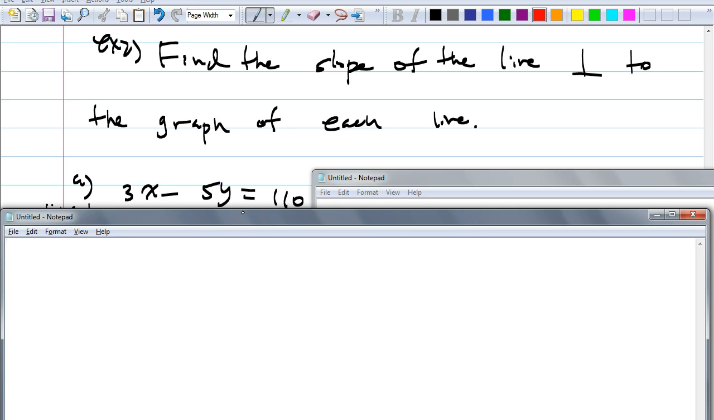Perpendicular. Yeah. So are they asking for the slope of this line or are they asking for the slope of the other line that is going to be perpendicular to this? Another line. Yeah, another line. They're asking for the slope of the other line that must be perpendicular to this line. Does that make sense? So how do you do that?